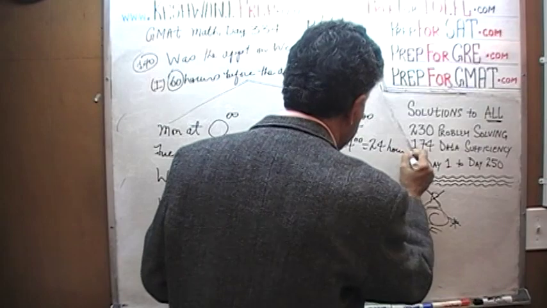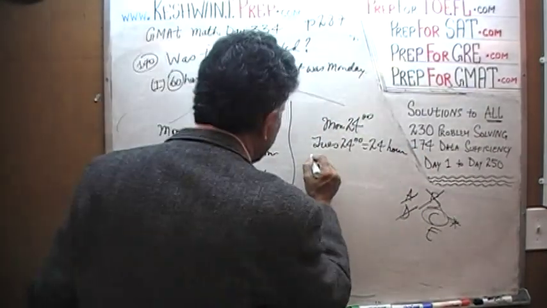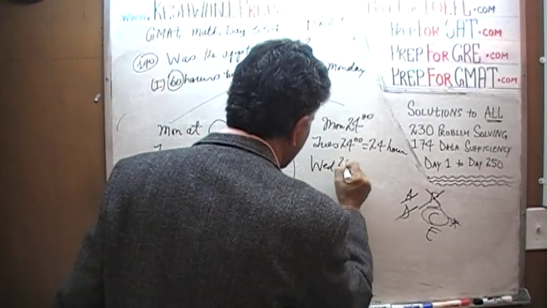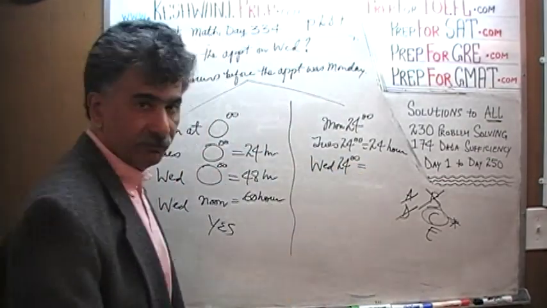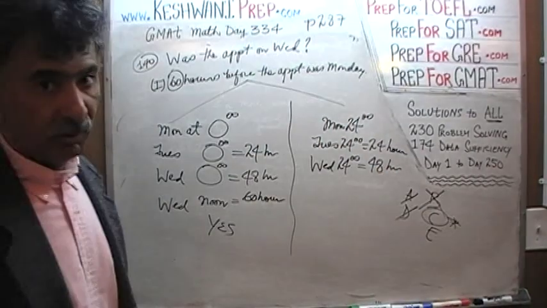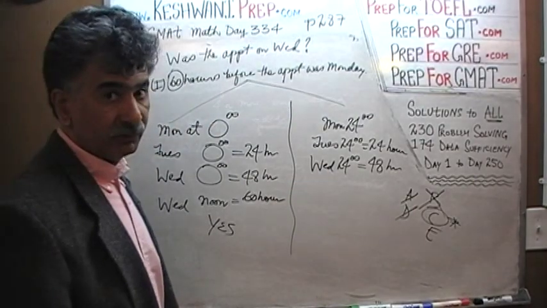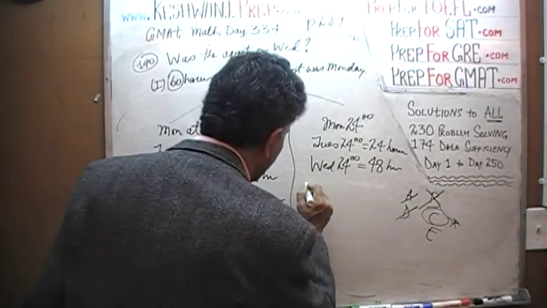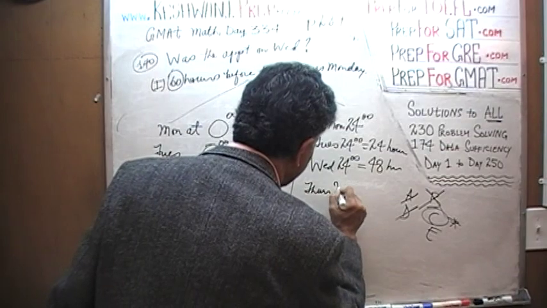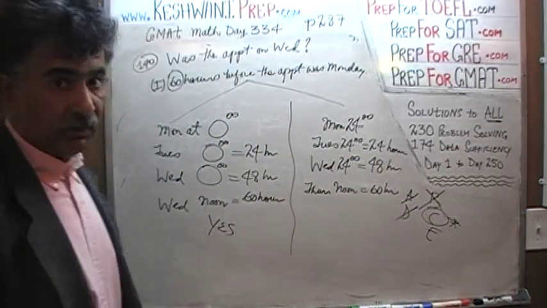Now, you know what I mean by 24 hours? That's the time that we're showing here. By the end of Wednesday, 24 hours, that's our 48 hours. But we still have 12 more hours to go. If we go 12 more hours, that's the end of Wednesday, the beginning of Thursday. By the time we go 12 more hours, we're looking at Thursday noon. It's 60 hours.